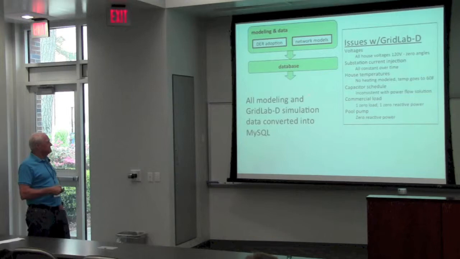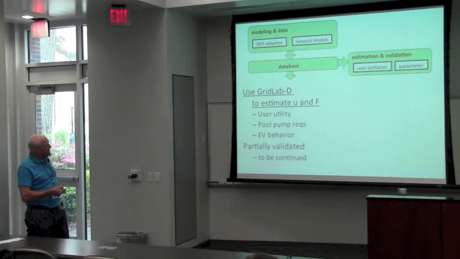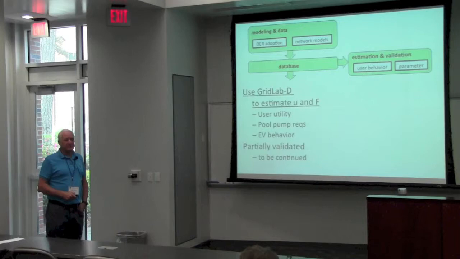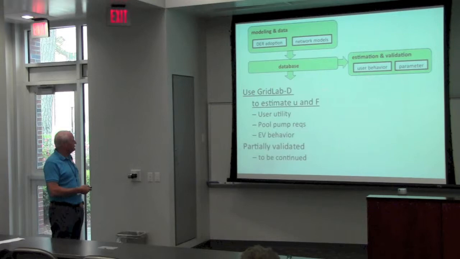Let me go on. So the next step is we have to get user behavior. So we have to estimate utility functions and things like that. In order to talk about consumer gains and losses, we have to kind of figure out their utility function. We're going to talk about demand response to prices. You need the utility function. And so we have to do two things. We have to estimate the utility function.